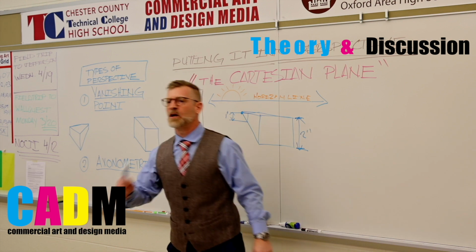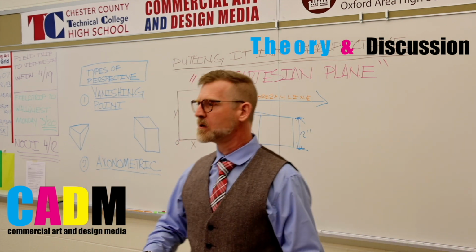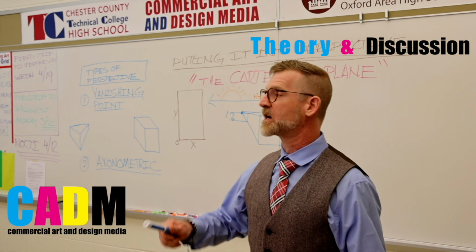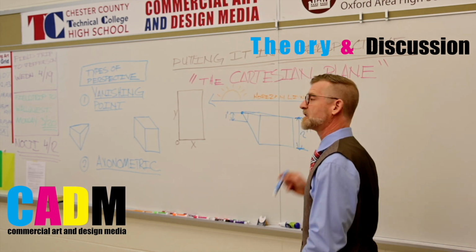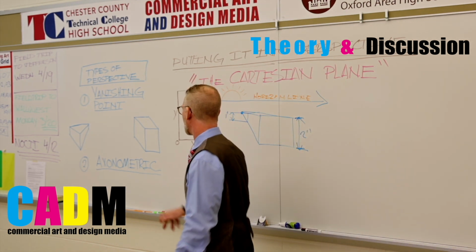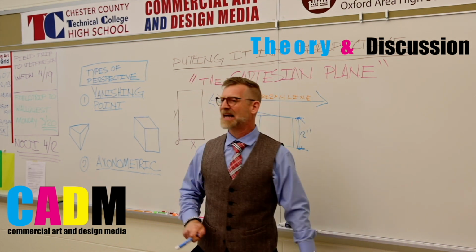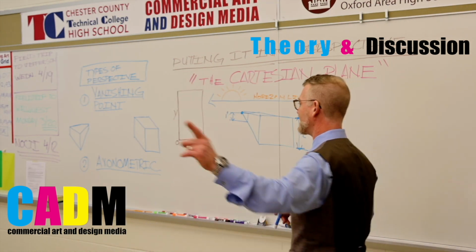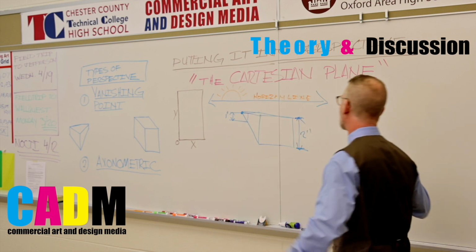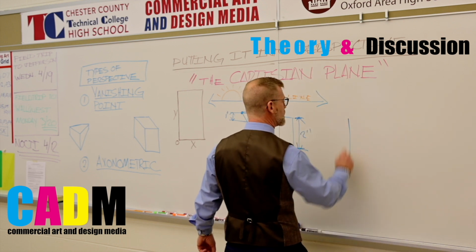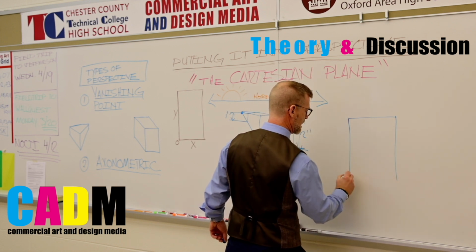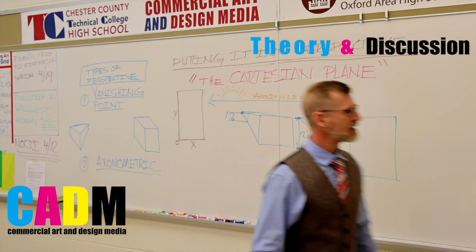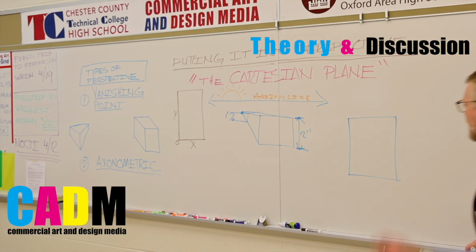Now, in order to create true dimension so we can provide real specifications, we're going to switch our mentality and not use a vanishing point, but use an axis, as Maddie said. So when we draw a cube in axonometric space, we're going to pick an angle.